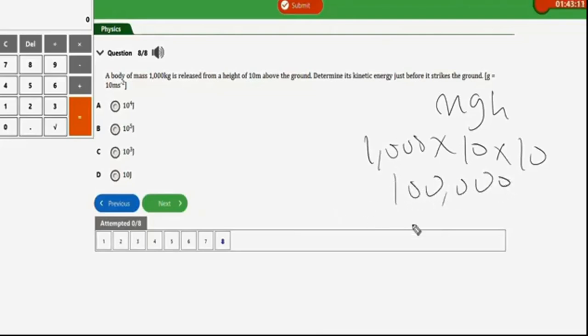Okay, so 100,000, if we apply standard form, is equivalent to 1.0 times 10 to the power 5, which is the same thing as 10 to the power 5. So the correct option to this question is what? Option B, 10 to the power 5 joules.